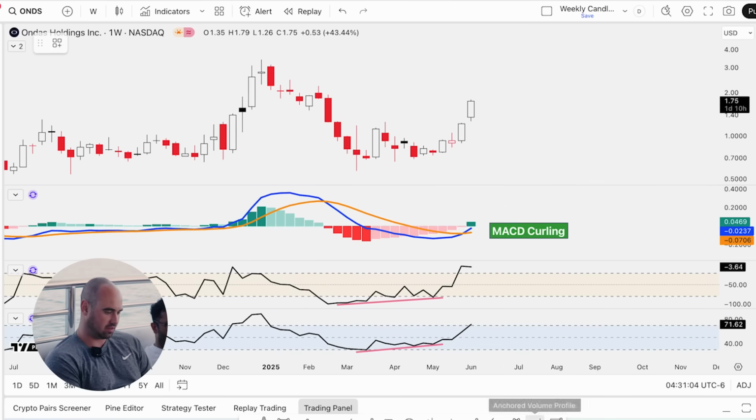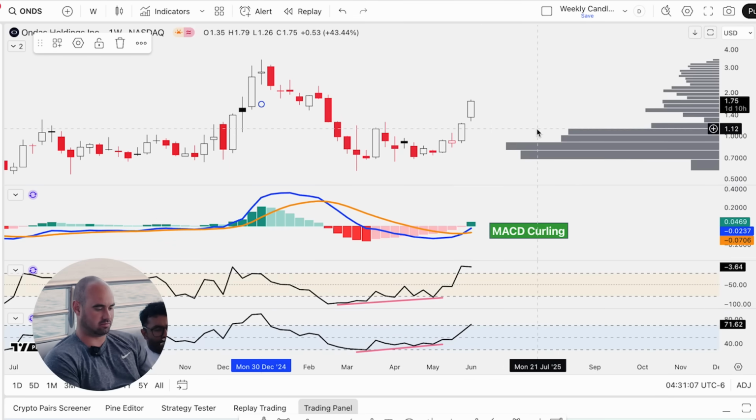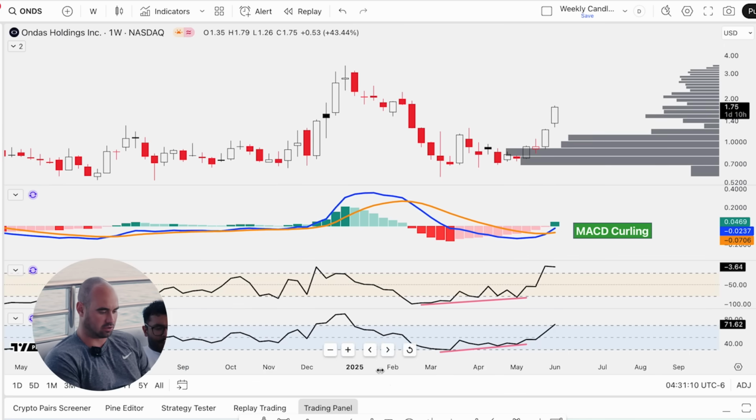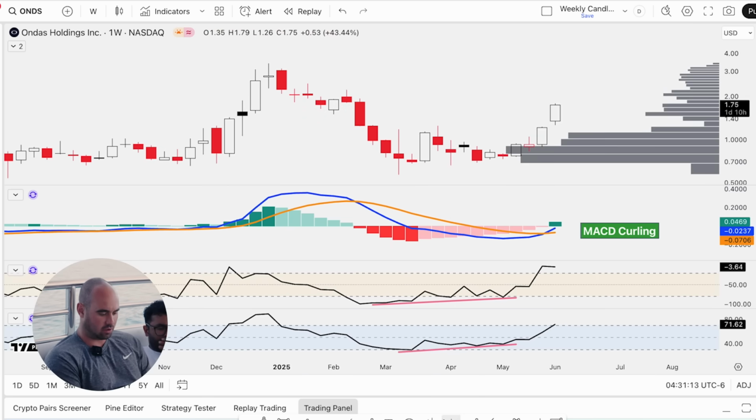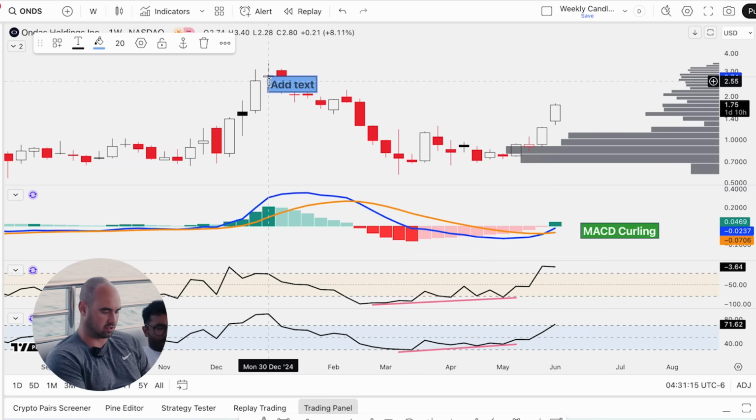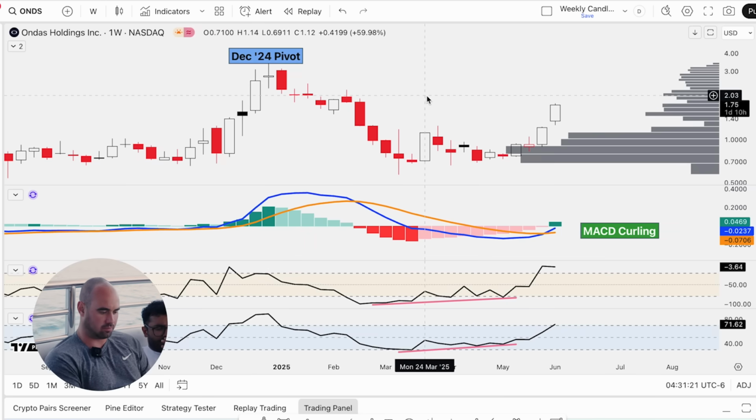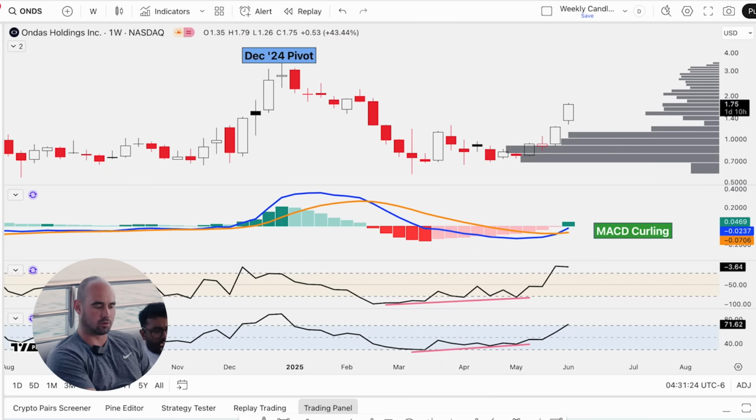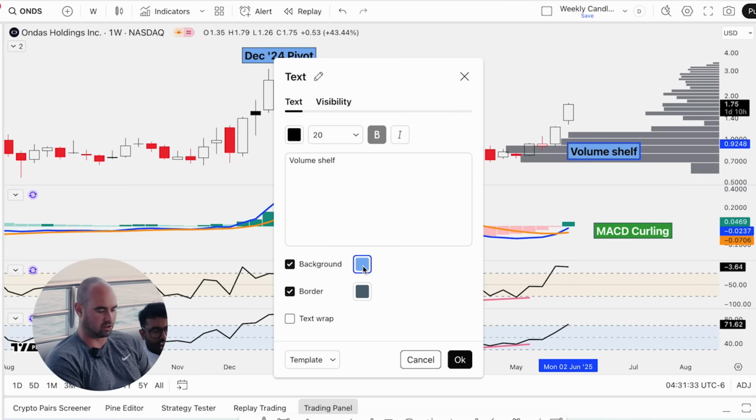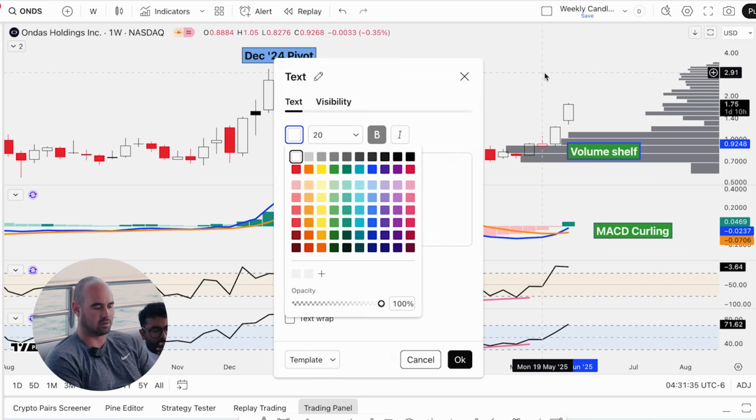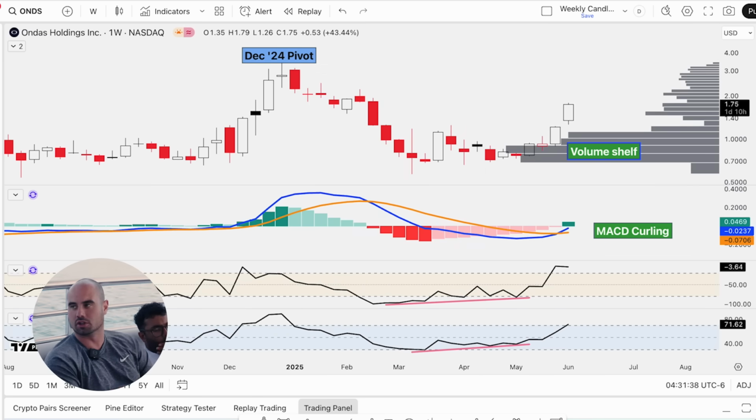So this volume was already here, right? The thesis was, okay, where is volume aggregating from this point, which was the December 24 pivot, i.e. just the reversal point. So you've got the volume profile. I call it a volume shelf because it looks like a shelf, and it's just where the largest aggregation of volume is. A lot of the time, if you're chopping around down here, you know that it's accumulation. Someone's accumulating.